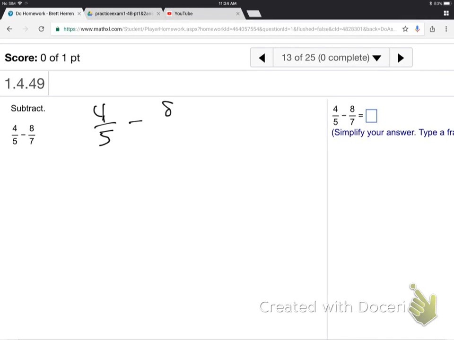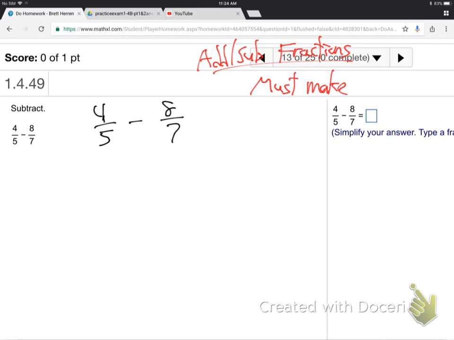So 4/5 minus 8/7. So do you remember how do we handle adding and subtracting of fractions? What do we do for those? Common denominator. Yeah, you've got to make the denominators the same. So you must, for adding and subtracting fractions, make the denominators common or same, huh?